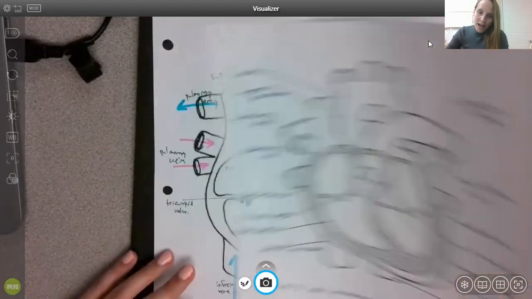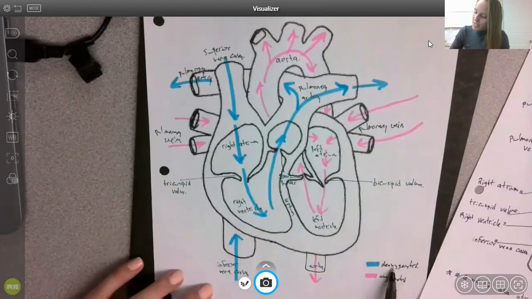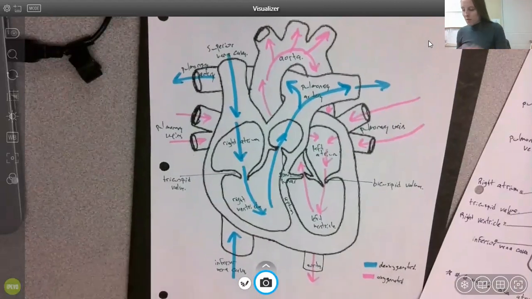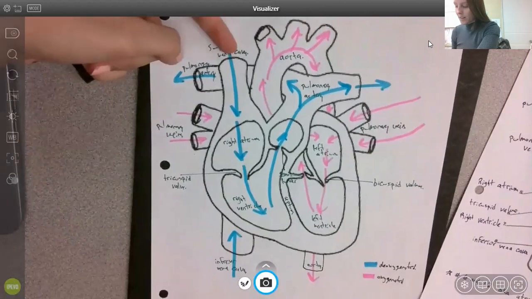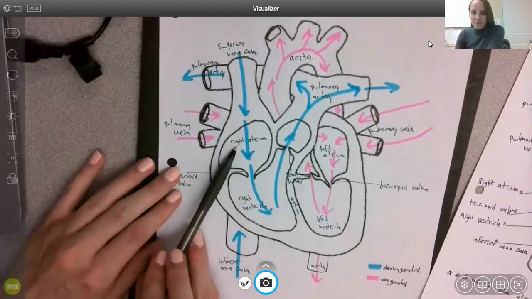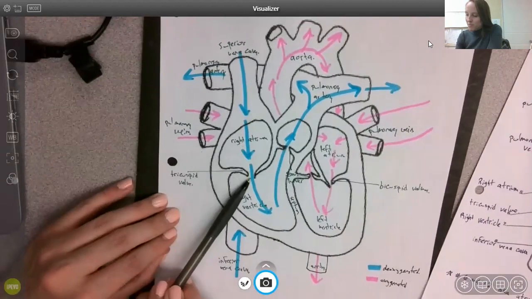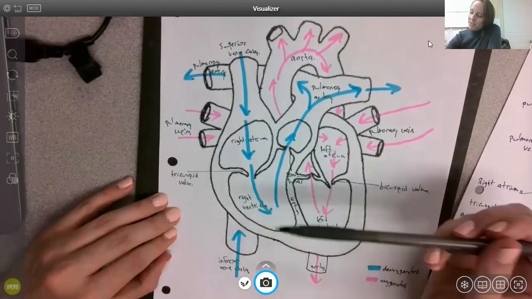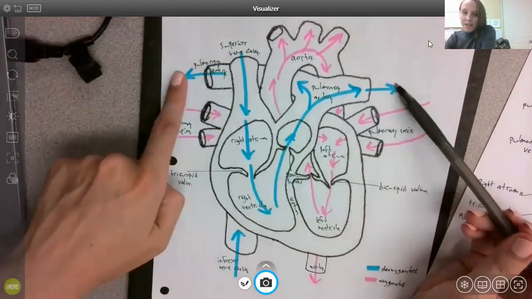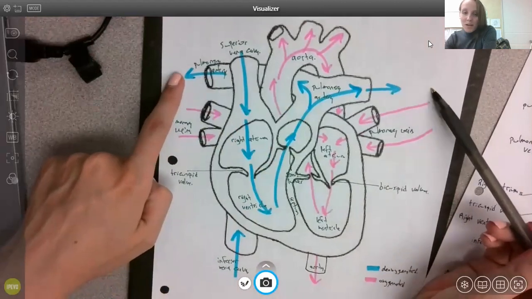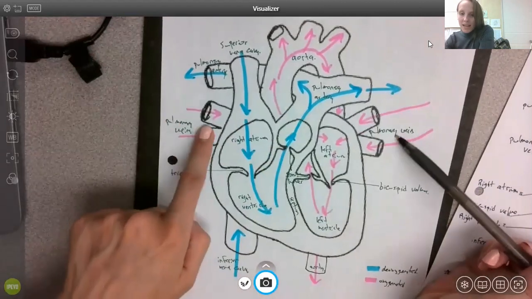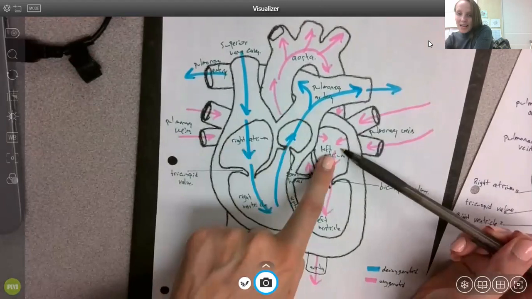So to kind of describe the pathway of all of this, blue is deoxygenated, pink is oxygenated. We have deoxygenated blood coming from the body through the superior and inferior vena cava, both into the right atrium. The right atrium is going to pump that blood through the tricuspid valve into the right ventricle. The right ventricle pumps the blood through the semilunar valves out of the pulmonary artery, where it then goes to the lungs. It's going to become oxygenated at the lungs, and then it comes back through the pulmonary veins on both sides into the left atrium.